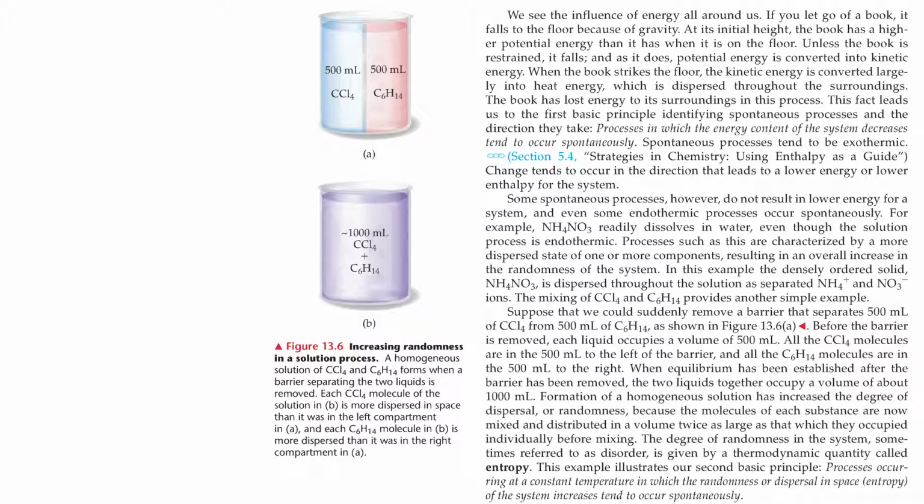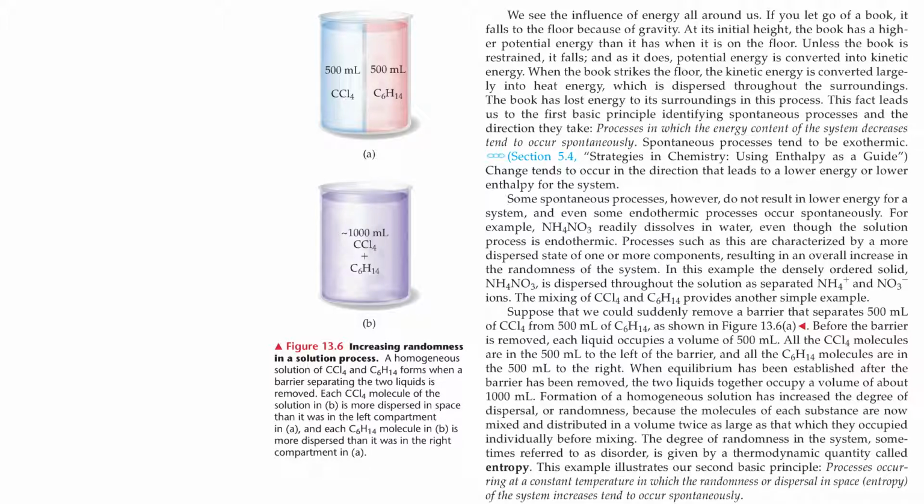This fact leads us to the first basic principle for identifying spontaneous processes and the directions they take. Processes in which the energy content of a system decreases tend to occur spontaneously. Spontaneous processes tend to be exothermic. Change tends to occur in the direction that leads toward lower energy or lower enthalpy for the system. Some spontaneous processes, however, do not result in lower energy for a system, and even some endothermic processes occur spontaneously.